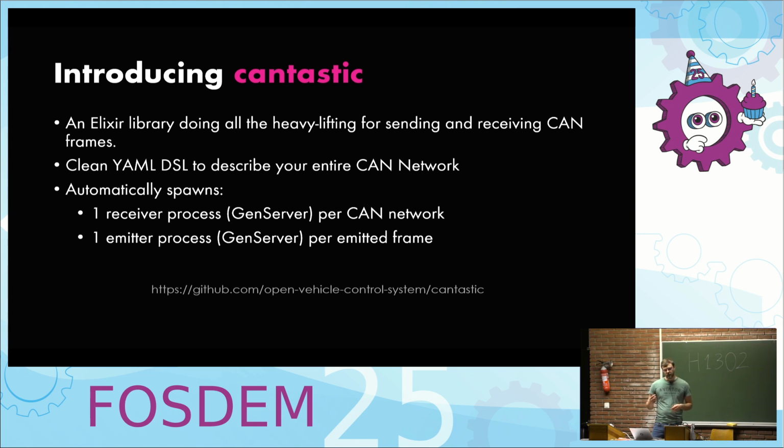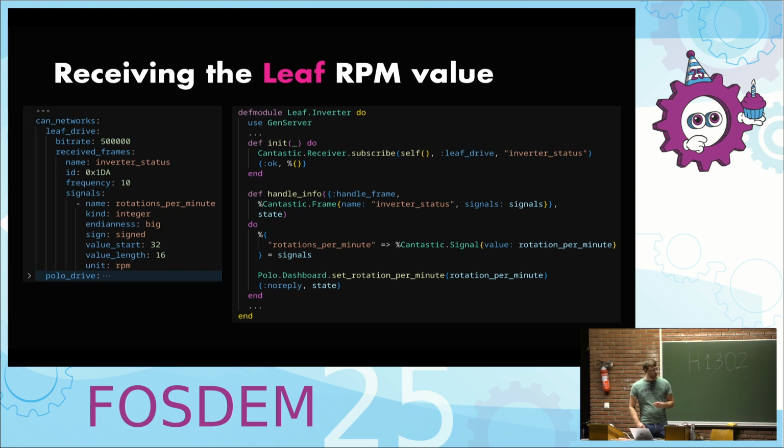And it will also then spawn one process, so in Elixir, that's a gen server, per network to have a receiving loop, and then it will dispatch the frame to all the processes that subscribe to it. And finally, you will have one emitter process per emitted frame, and it will take care of emitting it at the right frequency and do the conversion of the values. All right, so let's build this using Cantastic then.